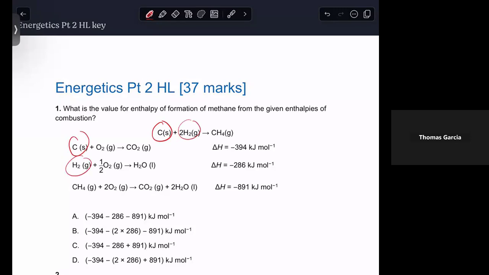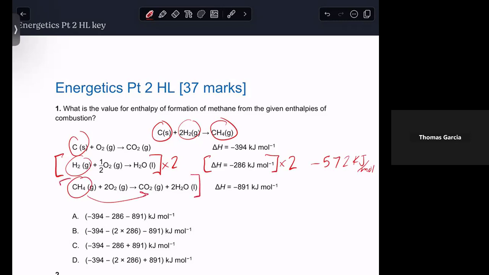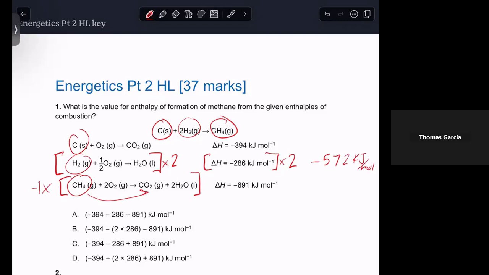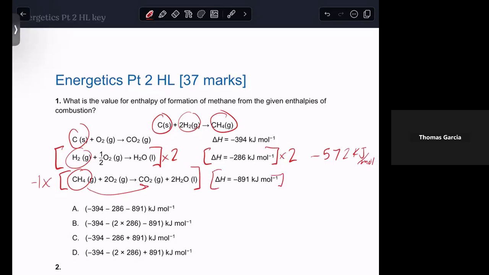Now, there are two, so I'm going to multiply this whole formula by 2. Therefore, multiplying this value by 2, providing me with negative 572 kilojoules per mole. I'm going to stop writing kilojoules per mole because it's faster. I have methane on the right, but I have methane on the left, so I need to reverse this formula. So I'm going to take the whole thing and multiply it by a negative 1. Again, going to do the same thing over here, and I get positive 891.